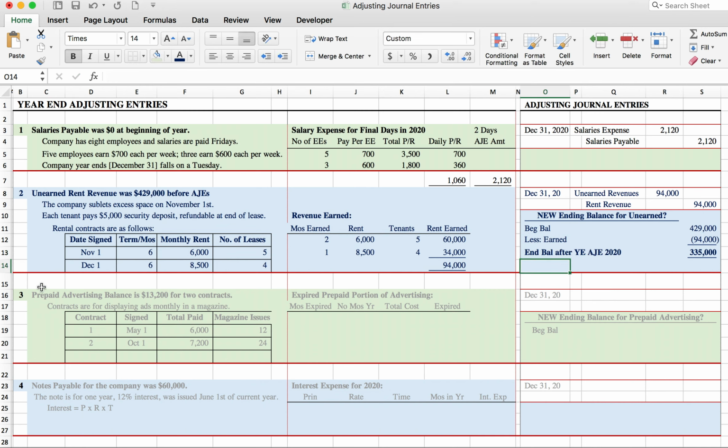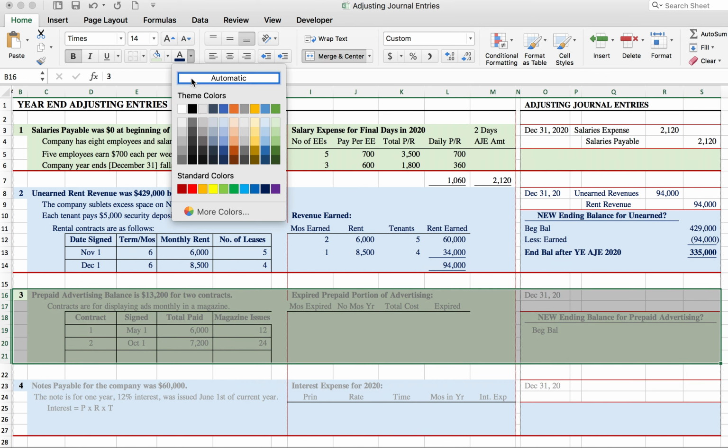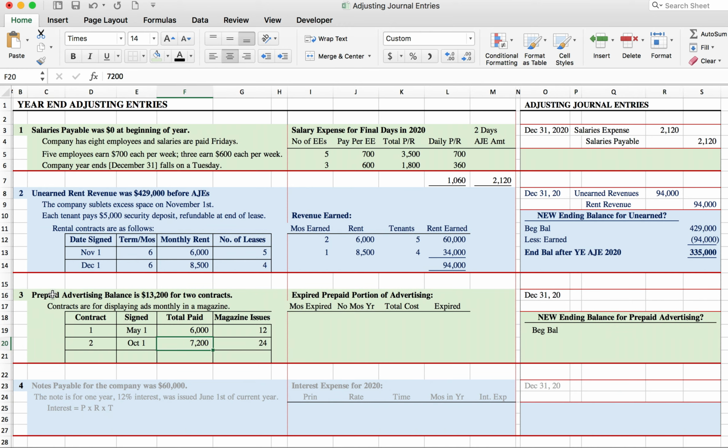Let's go down and look at adjusting journal entry number 3. I'll change the font so that it's easy to recognize. In this case, the company has prepaid advertising. They prepaid $13,200, and that's for 2 contracts. The 2 contracts are shown below.